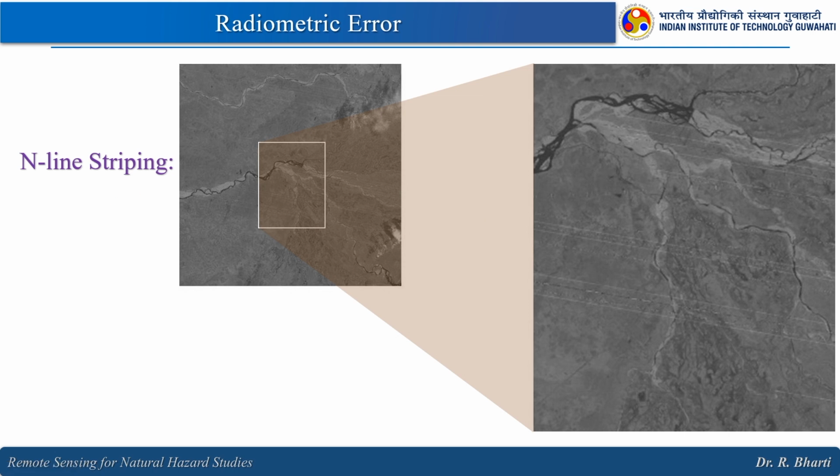This is another example. Here you have N line striping. You can see these white lines here, and these are the radiometric error. This is called N line striping. After correction this can be removed. So, that is all about the errors in the remote sensing data.